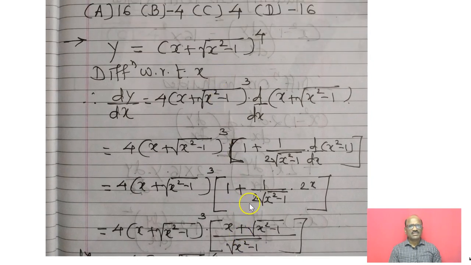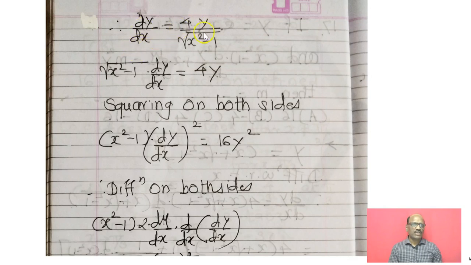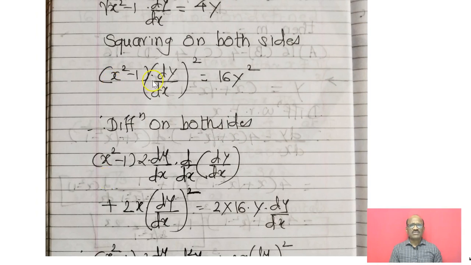And this term is nothing but y, so it is 4y divided by under root of x square minus 1. Now dy by dx equals 4y over under root of x square minus 1. The divided term becomes multiplied here, that is, root of x square minus 1 into dy by dx equals 4y. Squaring on both sides, you will get (x square minus 1) (dy by dx) square equals 16y square. Now differentiate on both sides, that is (x square minus 1) (dy by dx) square, that is 2 dy by dx into d by dx of dy by dx.